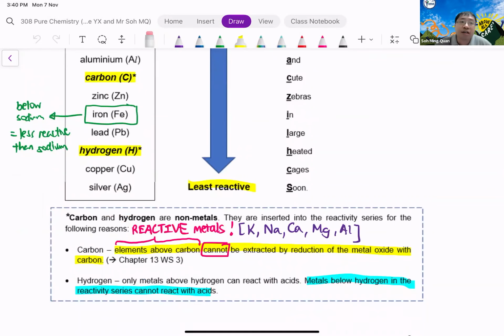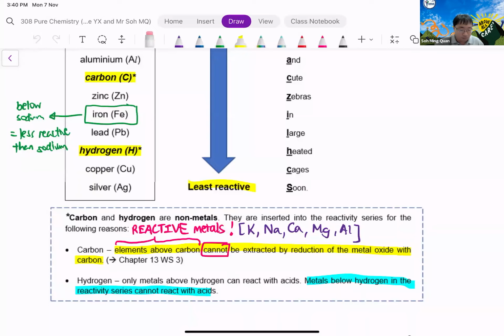And we also talked about the reasons why we inserted carbon and hydrogen into the series. Carbon and hydrogen are non-metals. They are not metals. But they are inserted into the series for good reasons. As we'll see today later on, carbon is inserted into the series because based on where carbon is, I can work out whether the metals can be reduced by carbon or not. Metals above carbon in the reactivity series cannot be extracted by reducing their oxides with carbon.